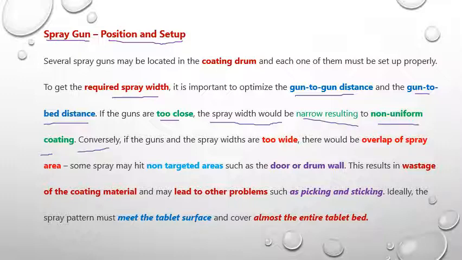Conversely, if the gun distance is too large and the spray width is too wide, there would be an overlap of spray area. Some spray may hit non-targeted areas such as the door or the drum wall. This results in a wastage of coating material and may lead to problems such as picking and sticking. Ideally, the spray pattern must meet the tablet surface and cover almost the entire tablet bed.